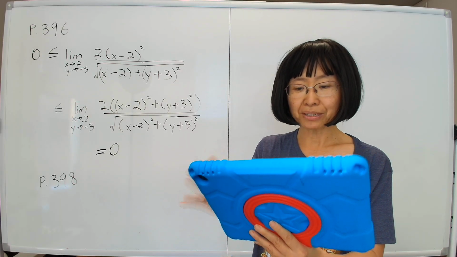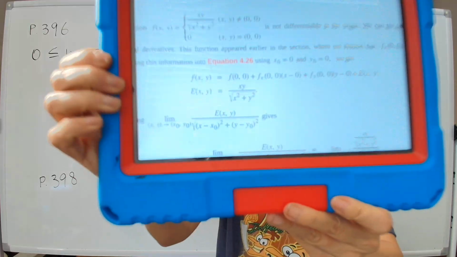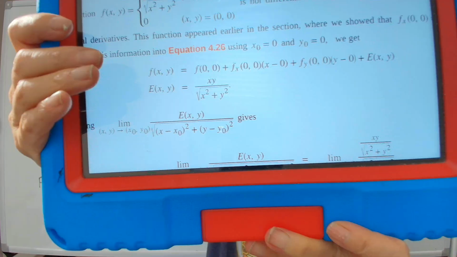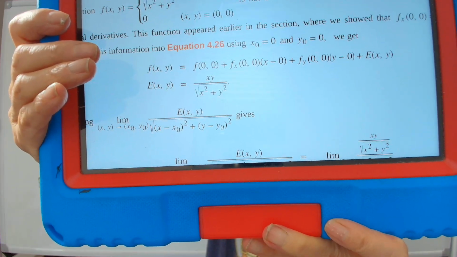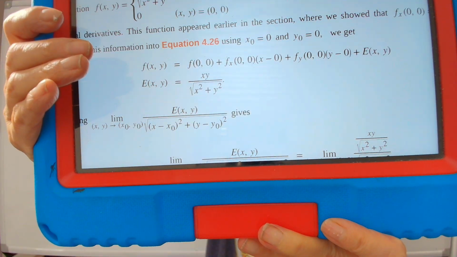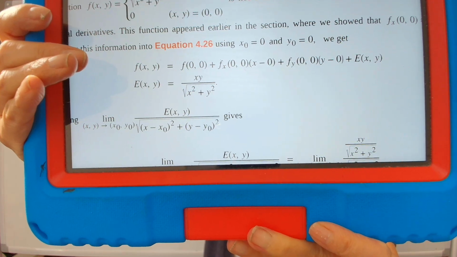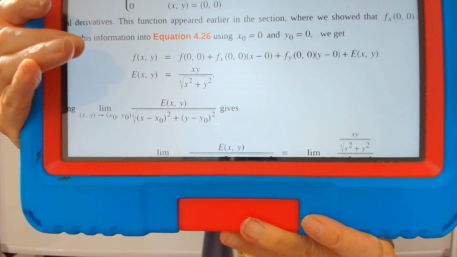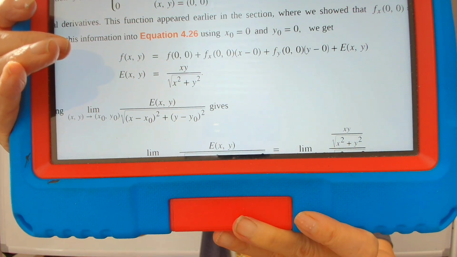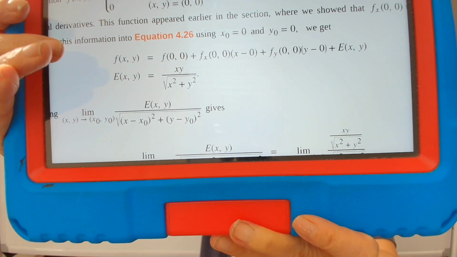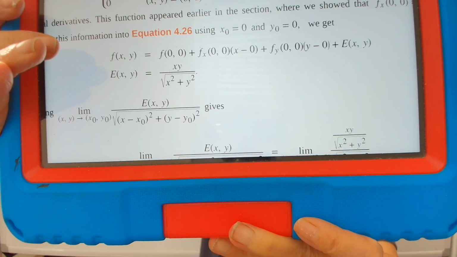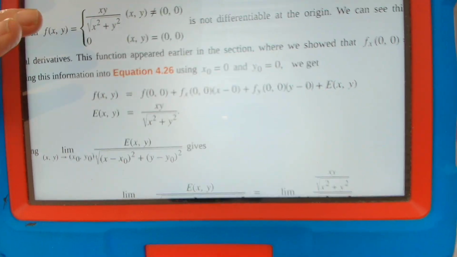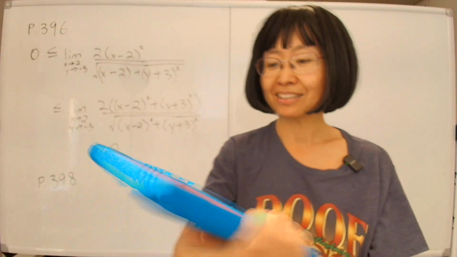We'll follow the formula, which says f of x,y equals f at 0, plus fx times x minus something, and fy times y minus something, plus e of x,y. Now at this point, remember, x is evaluated at 0, and y is evaluated at 0, and the function value f at 0 equals 0. So everything is 0, except for the e of x,y at the end. Then e of x,y equals the function itself. So we got that far.